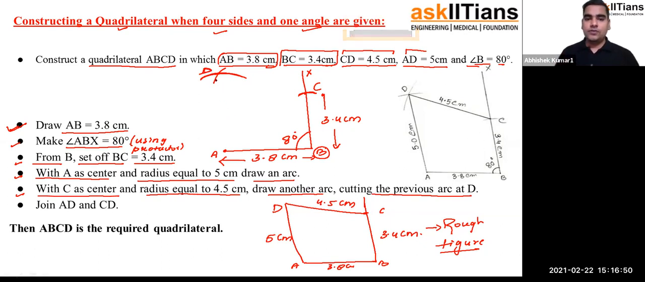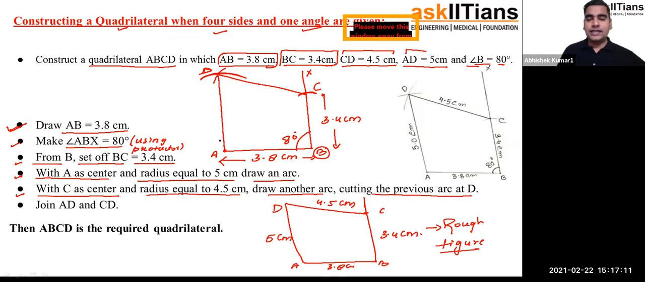Okay, so after drawing both the arcs, you will see that both the arcs that we have drawn will cut each other at some point. And you are going to call that particular point D. Now all you have to do is join this D to C. Okay, and you have to join this D to A.